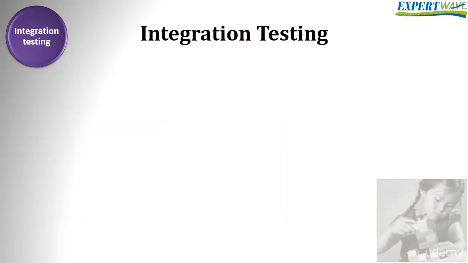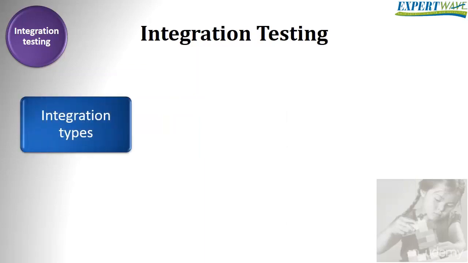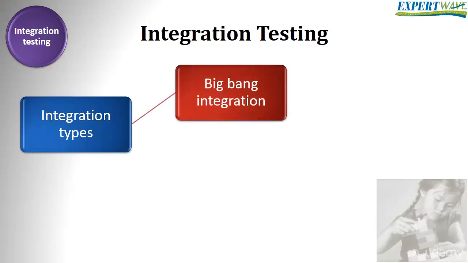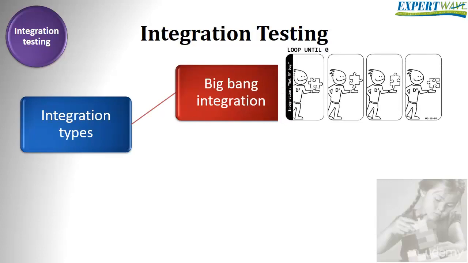Before integration testing can be planned, an integration strategy is required. This involves making decisions on how the system will be put together prior to testing. There are two major types of integration: Big Bang integration and incremental integration. In Big Bang integration, we integrate a bunch of units together at once, resulting in a complete system.